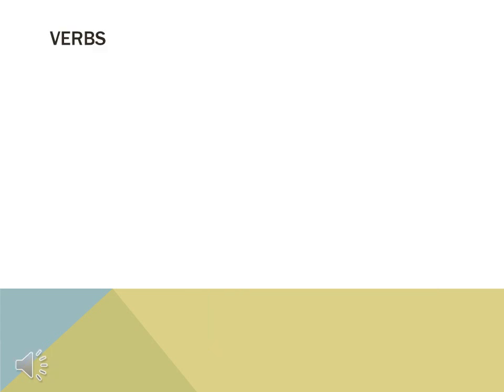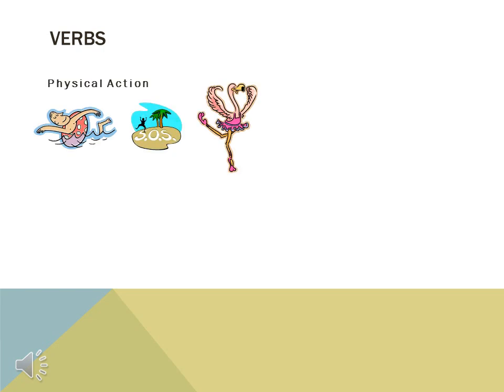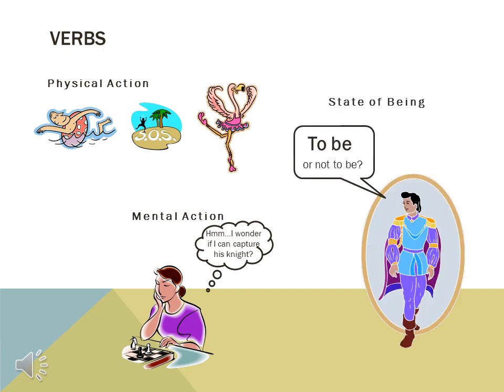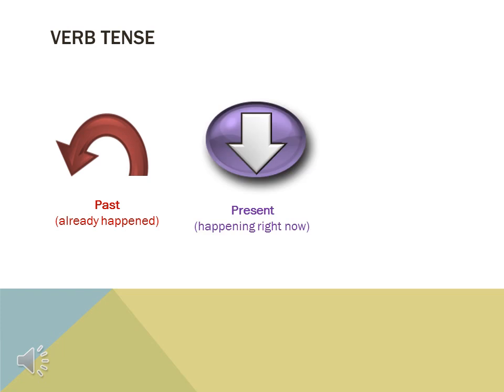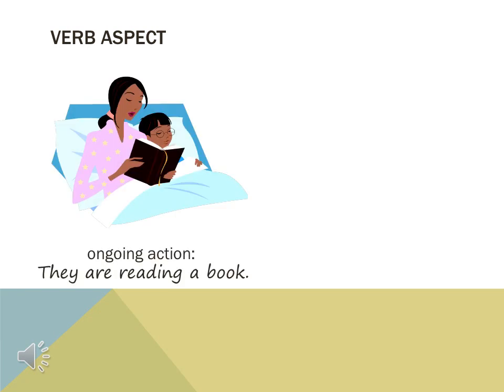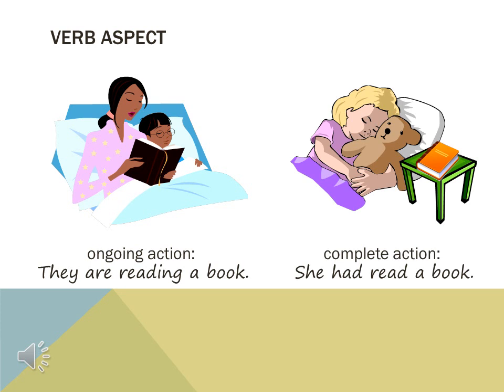So let's review. Verbs allow us to express what happened: physical action, mental action, or state of being. Verb tense allows us to express when something happened, in the past, in the present, or in the future. Combining verb tense with aspect allows us to express how we view the action of a verb, as ongoing, they are reading a book, or complete, she had read a book.